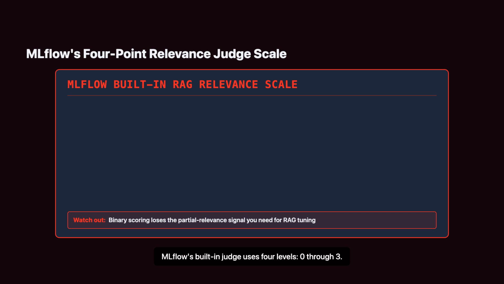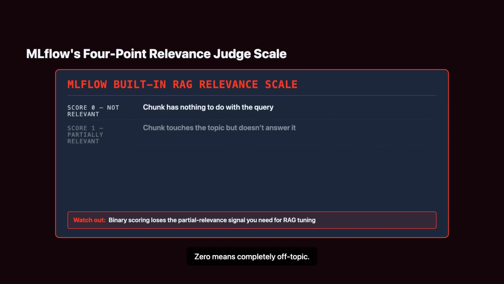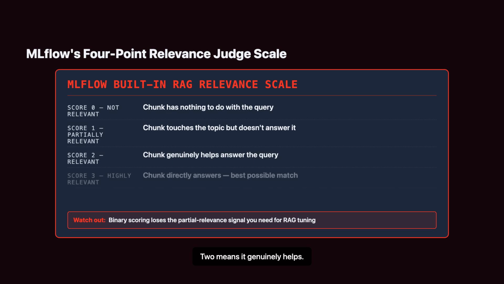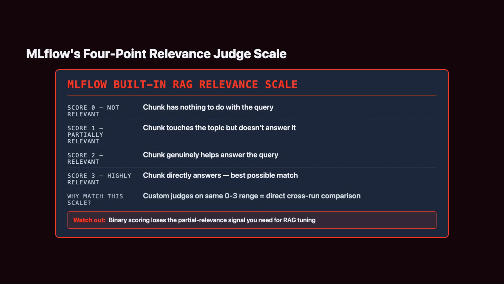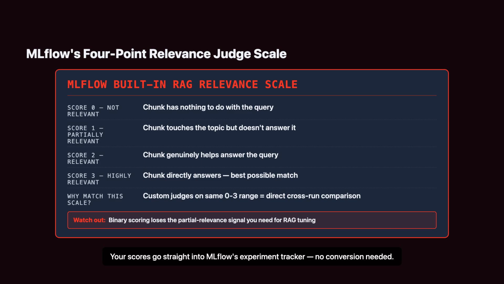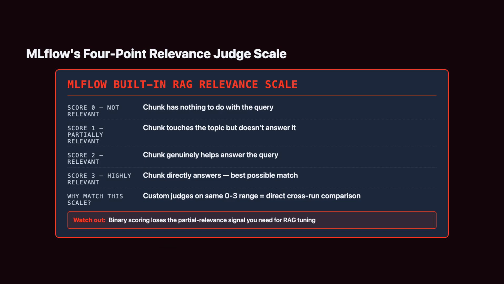MLflow's built-in judge uses 4 levels, 0 through 3. 0 means completely off topic, 1 means related but not useful, 2 means it genuinely helps, 3 means it nails it. When you write a custom judge, use these exact 4 levels. Your scores go straight into MLflow's experiment tracker, no conversion needed. The trap: the 3-point scale skips 0, and the 5-point scale adds a level MLflow doesn't use. Match the built-in scale exactly, that's the point.